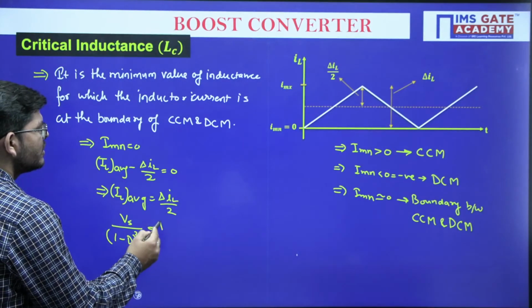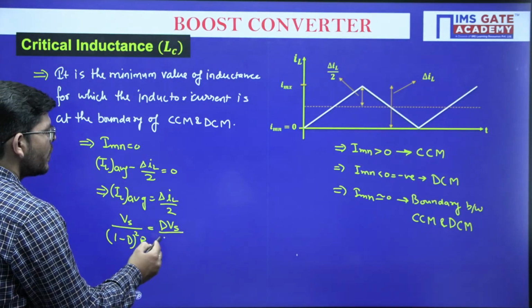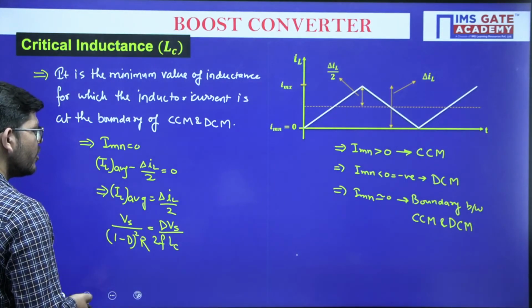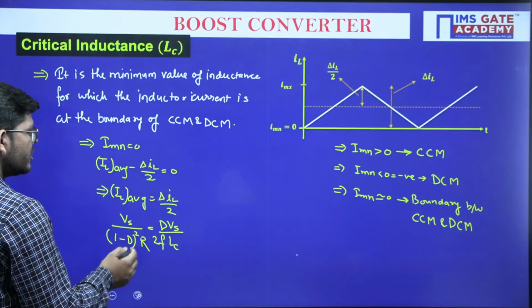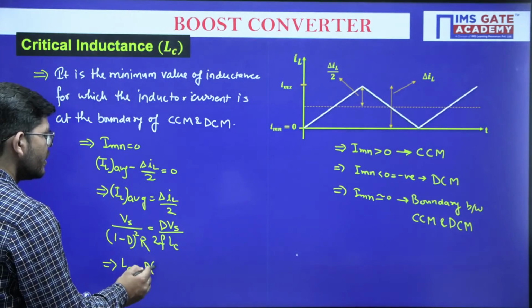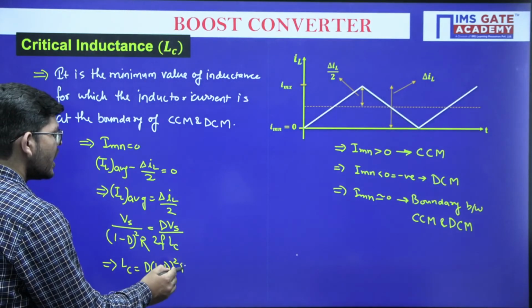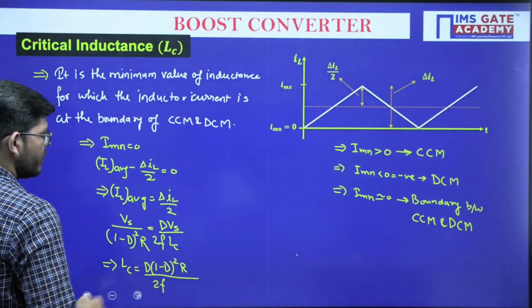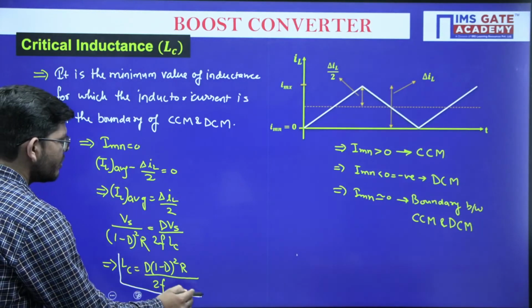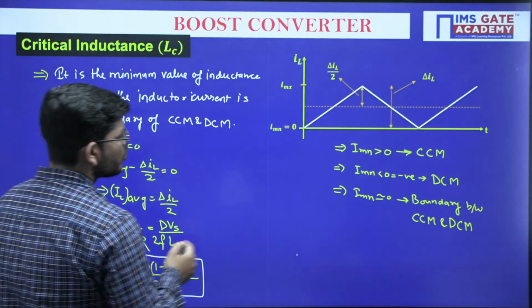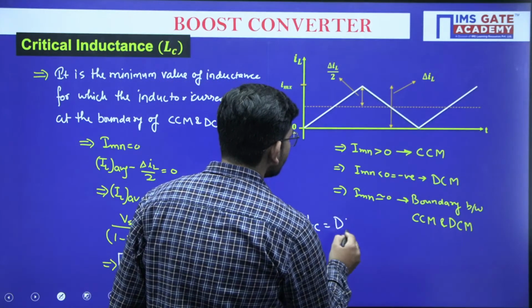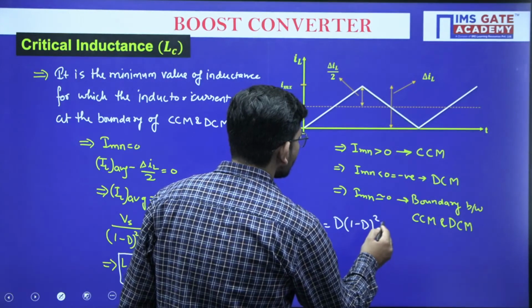And what is del IL? This is equal to D Vs upon F into L, which will become LC right now, the critical inductance. So what are we going to get here? If we solve this expression, LC equals D (1 minus D) square R by 2F. This is going to be the expression for critical inductance, D(1 minus D) square R by 2F.